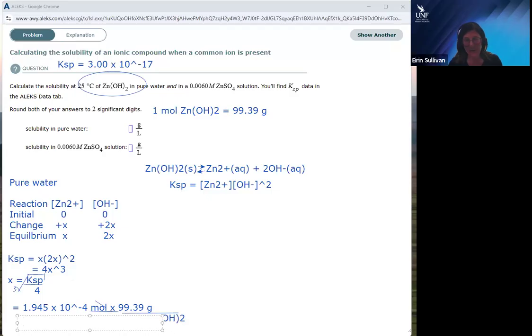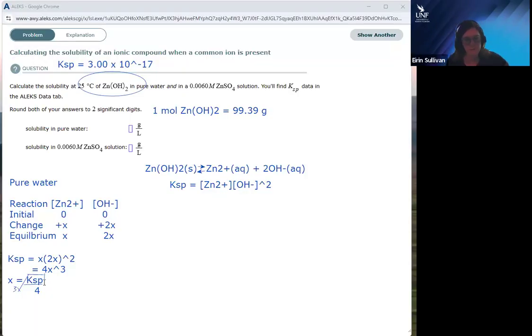Hang on a second. Yeah, I messed up there. I can't read my own writing. So that x turns out to be, I really scrawled this, 1.957 times 10 to the power of minus 6 moles per liter. It's always good to have clear workings, right? And then convert that to grams per liter.